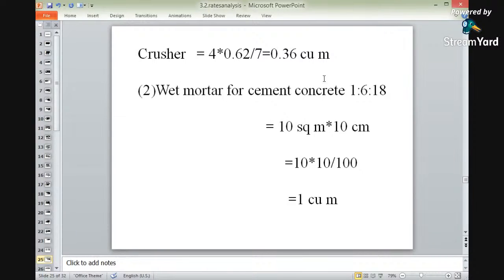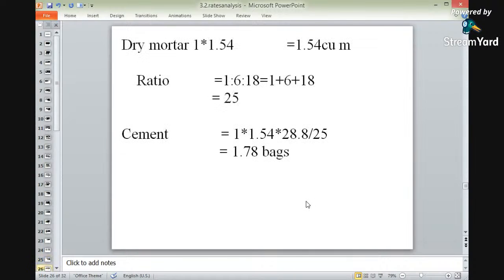Again, wet mortar for cement concrete 168. Okay. So 10 square meters multiplied by thickness, how much is there? 10 centimeters. So 10 divided by 10, simple division, it comes to be 1 cubic meter. Again, dry mortar in this case is 1 multiplied by, adding 50% extra, 1.54. So the total amount comes to be 1.54 cubic meters.